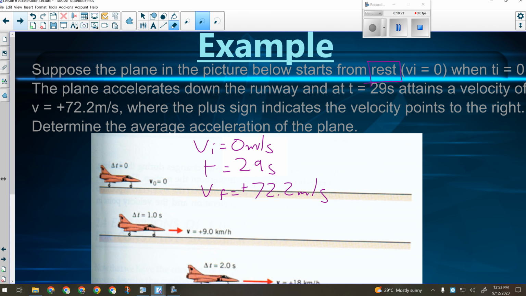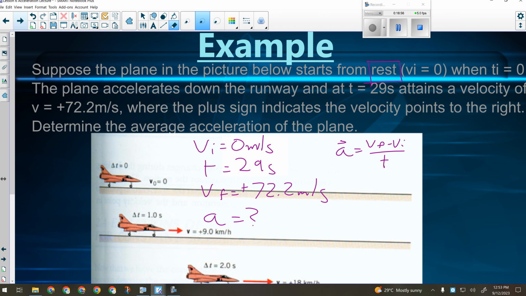Determine the average acceleration of the plane. So looking at my formula sheet there, which formula should I use to solve this problem? VF minus VI over T. Exactly, this one. Acceleration equals VF minus VI over T. It's the only formula I have everything for. I have VF, I have VI, I have T, and I'm looking for A. So definitely that's the formula I would want to use.